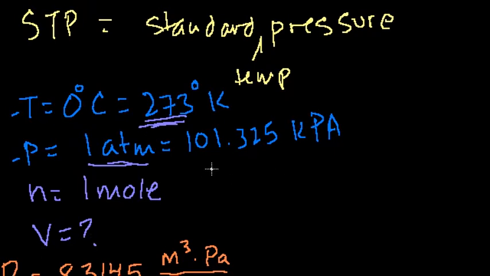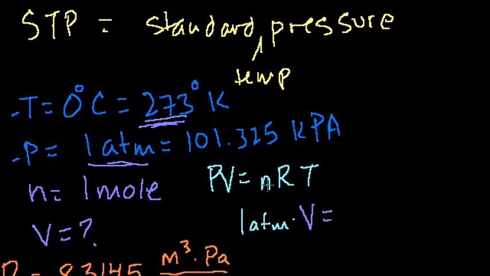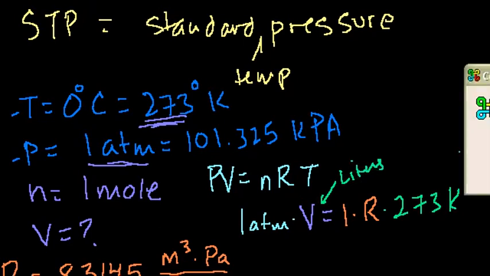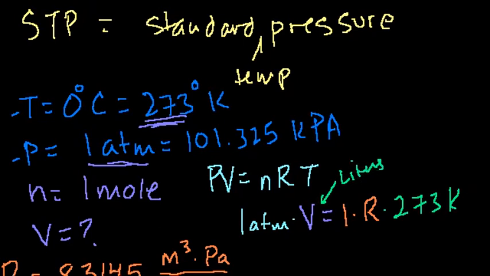So let's apply PV is equal to nRT. Pressure is 1 atmosphere, but remember we're dealing with atmospheres. 1 atmosphere times volume, that's what we're solving for, is equal to 1 mole, we have 1 mole of the gas, times R times temperature, times 273. Now, this is in Kelvin, this is in moles, and we want our volume in liters.